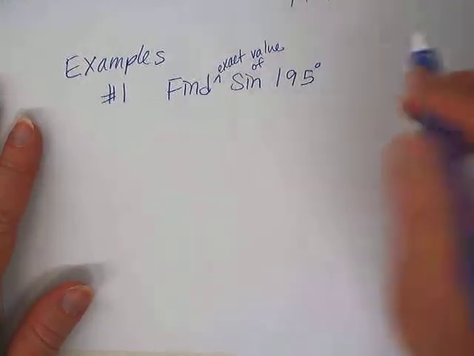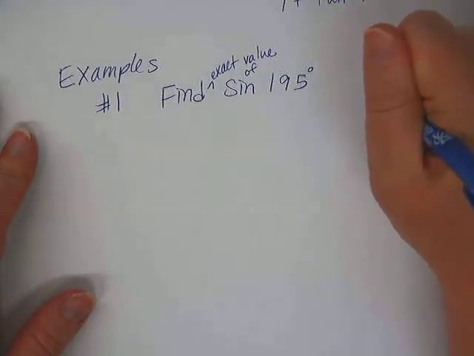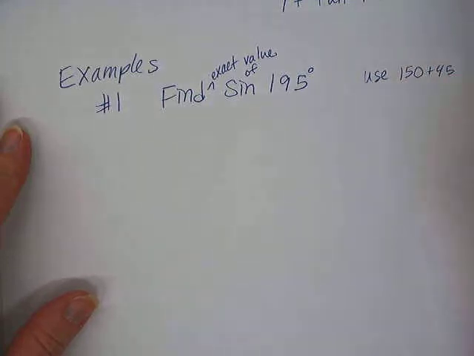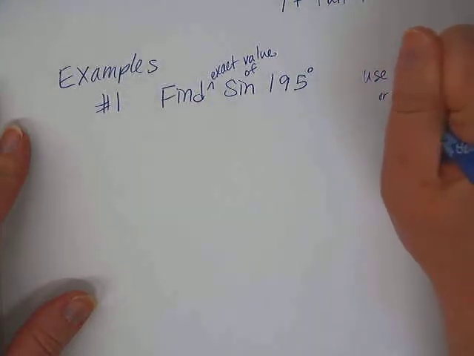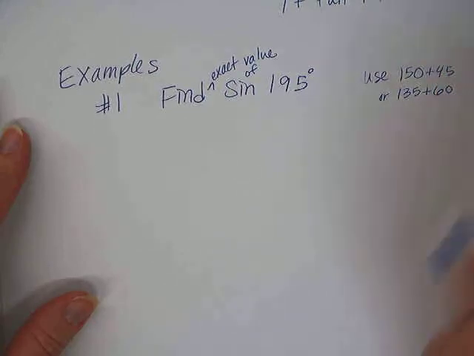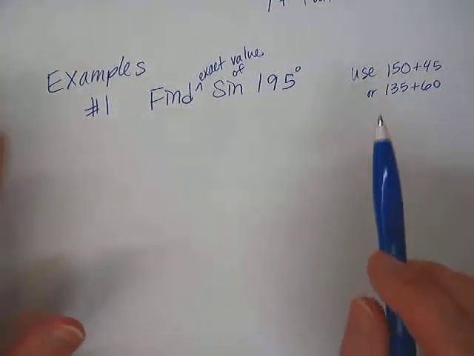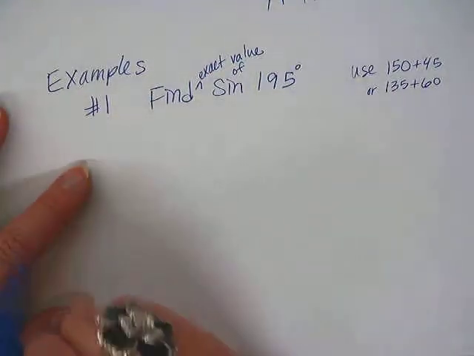We could add or subtract to get this to work. Okay? So different options would be to use maybe 150 and 45. That adds up to 195. Or you could use like 135 and 60. That would add up to 195. So we just want to choose one of those options.